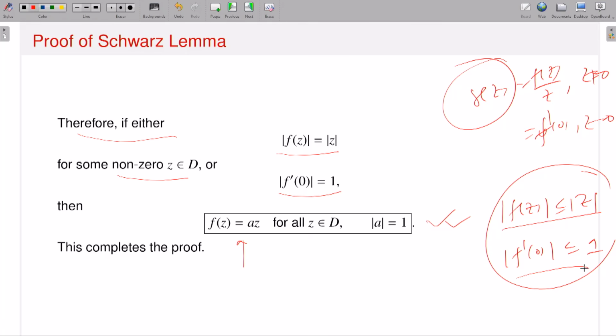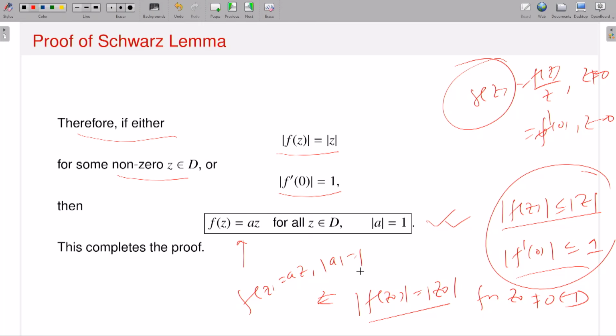Second part is that suppose the equality occurs, that means f of z naught is exactly equal to modulus of z naught for some non-zero z naught in D. If this happens, again by applying the maximum modulus principle, you can conclude that f of z is a z, where modulus of a is exactly equal to 1. And if I assume that modulus of f prime 0 is exactly equal to 1, there also you can apply the maximum modulus principle to conclude that f of z is equal to a z and modulus of a is exactly equal to 1. So you have the explicit expression of your f.